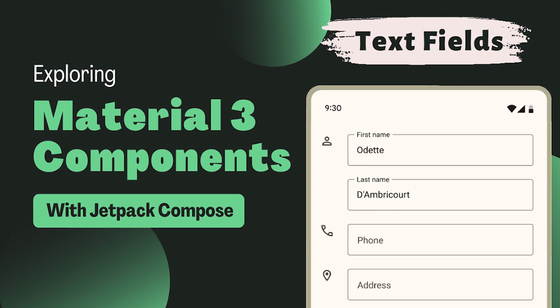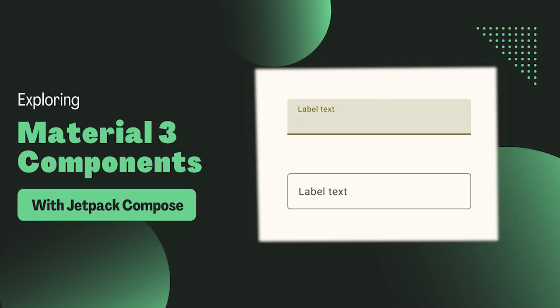Today we are focusing on an integral component, the text field. Text fields in Material Design are input fields that users can type into. Text fields are typically used to collect user inputs in forms. They can be used to gather various types of information such as user's name, email address, password, etc.